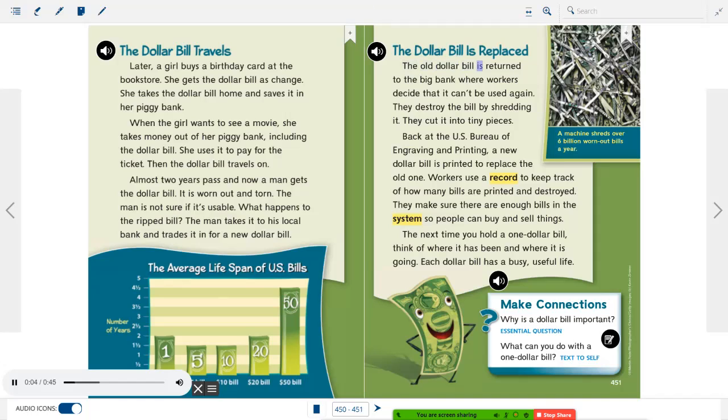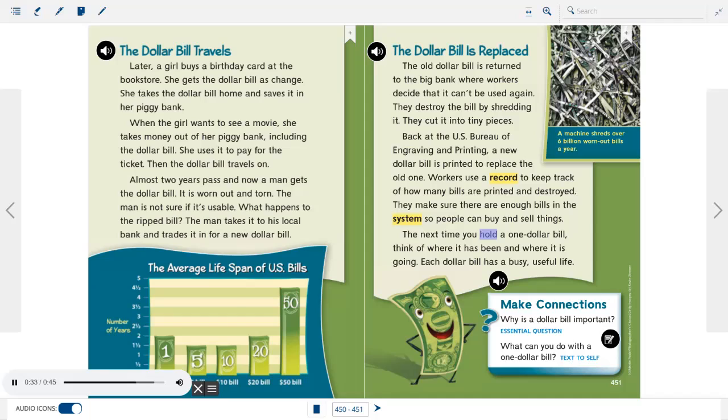The old dollar bill is returned to the big bank where workers decide that it can't be used again. They destroy the bill by shredding it. They cut it into tiny pieces. Back at the U.S. Bureau of Engraving and Printing, a new dollar bill is printed to replace the old one. Workers use a record to keep track of how many bills are printed and destroyed. They make sure there are enough bills in the system so people can buy and sell things.